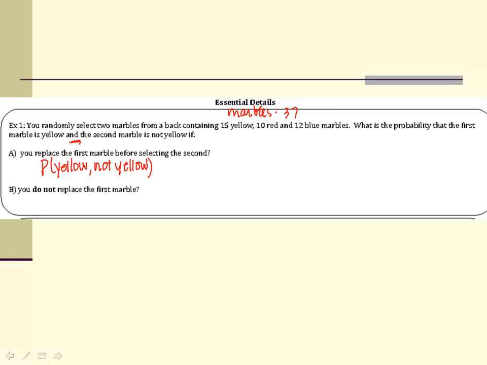Okay? And means I'm going to multiply my events together. So, all right, let's take a look. The probability that I pick a yellow first. Well, there are 15 yellow out of the 37 possible. Now, if I replace it, so I pick a yellow marble and then I put it back in the bag, there are now still 37 marbles available. And of those 37, how many are not yellow? Well, 10 red and 12 blue, so 22. So I look at this and I multiply across, and I end up getting 330 out of 1369.